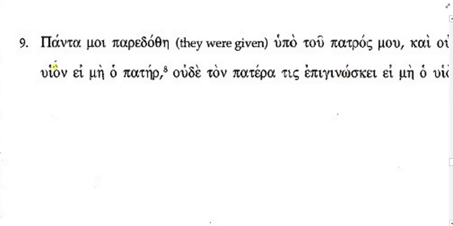Oh, hold on. Let's go back to the beginning. So panta. Now, you've got an alpha after the nu and tau here, right? What are the possibilities for this? Okay, so this could be accusative singular masculine, or it could be nominative or accusative plural neuter. So, this is paredothe. He translates that as they were given. So, which one of these makes sense?